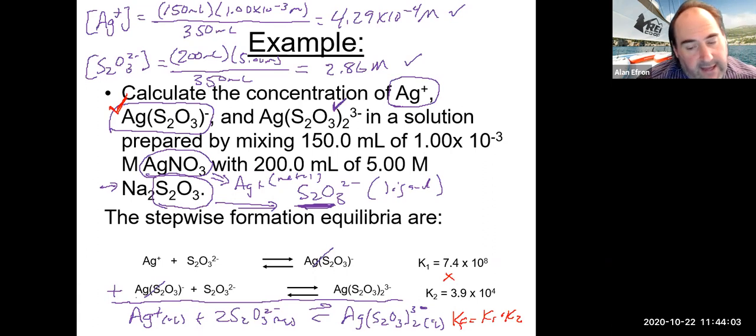And if we do that, that is 7.4 to the 8 times 3.9 to the 4. That gives us something like 2.9 to the 13 would be our K value for the overall reaction.